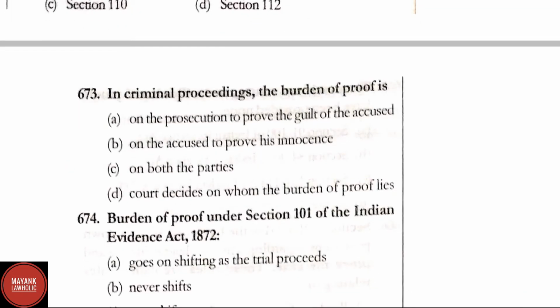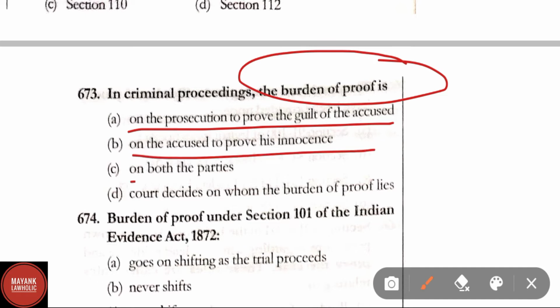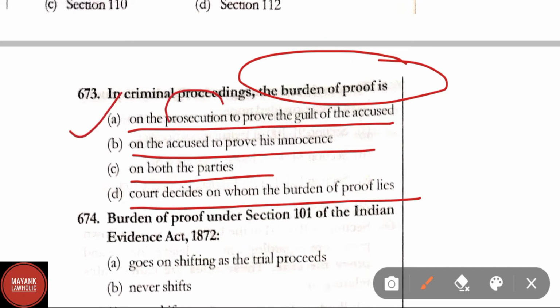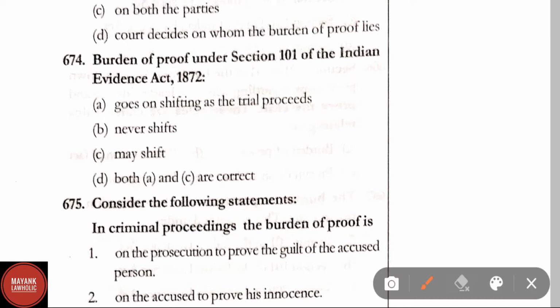Question number 673. In criminal proceedings, the burden of proof is on the prosecution to prove the guilt of the accused, on the accused to prove his innocence, on both the parties, or the court decides on whom the burden of proof lies. Correct answer here is option A. In criminal proceedings, the burden of proof is on the prosecution to prove the guilt of the accused. Question number 674. Burden of proof under section 101 of the Indian Evidence Act never shifts.